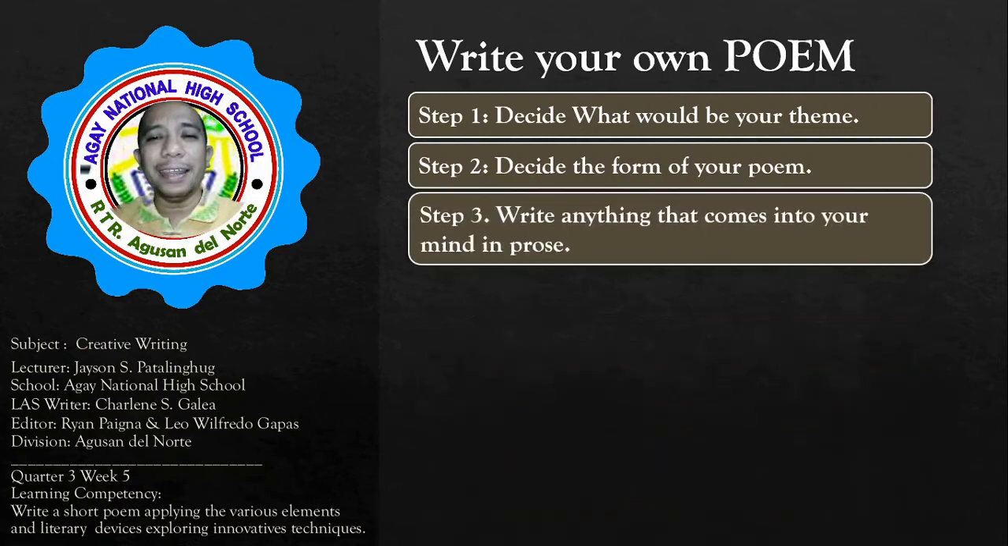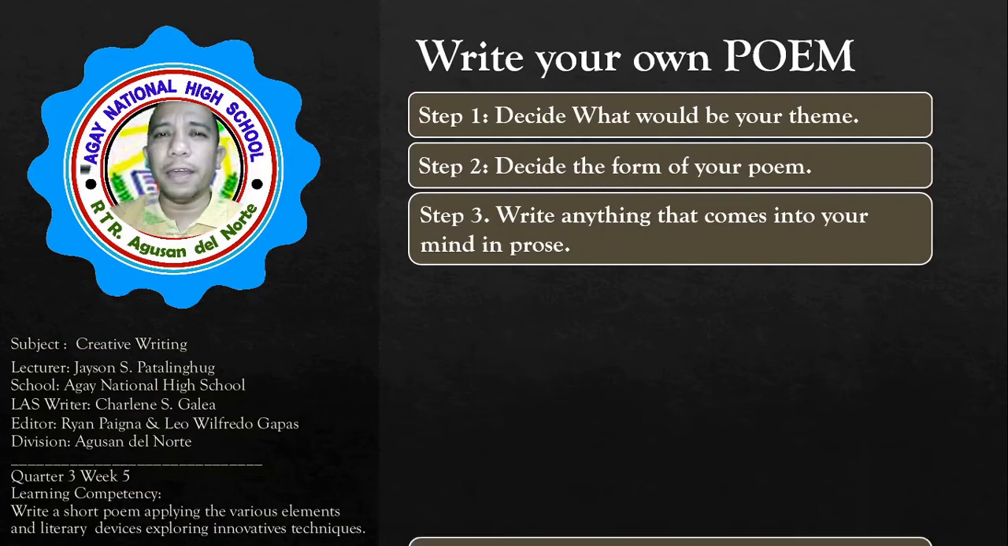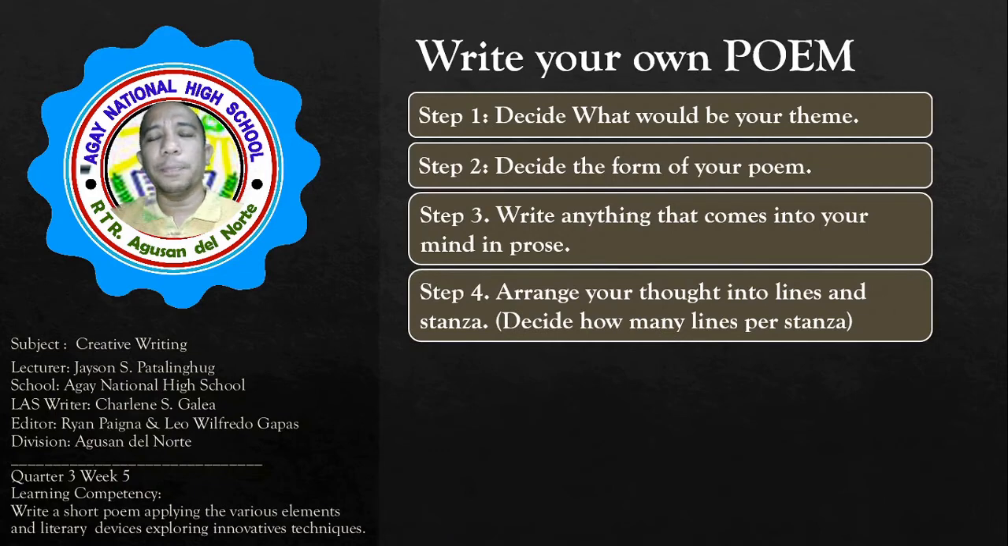Now once you have decided that, write anything that comes into your mind. There are a lot of ideas, a lot of words that will come into your mind, a lot of imagination, a lot of emotions. Pour it out. Just write it down without limit. Once you have written everything you want to express, now that's the time that you are going to arrange your thought into lines and stanza.